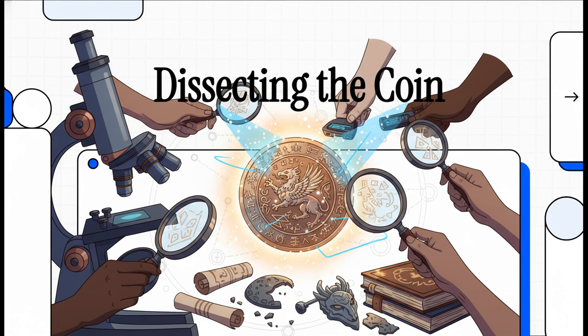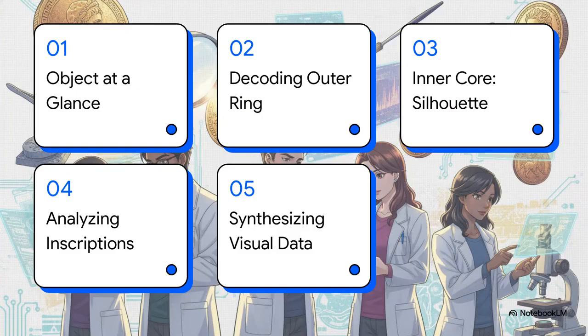We're putting this artifact right under the microscope and doing a pure visual forensic analysis. No dusty history books here, just pure visual storytelling based on the evidence right in front of us. Let's jump in. Okay, here's our game plan for today. We'll start with the object at a glance, decode that outer ring, look at the inner core silhouette, analyze the inscriptions, and finally synthesize all that visual data.